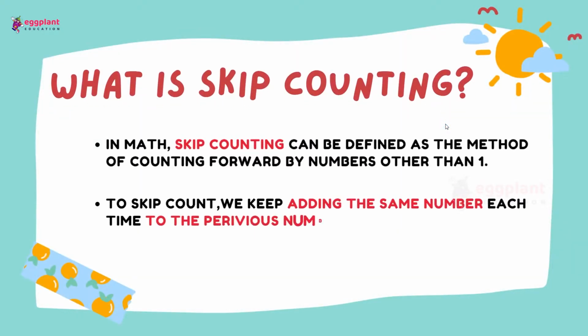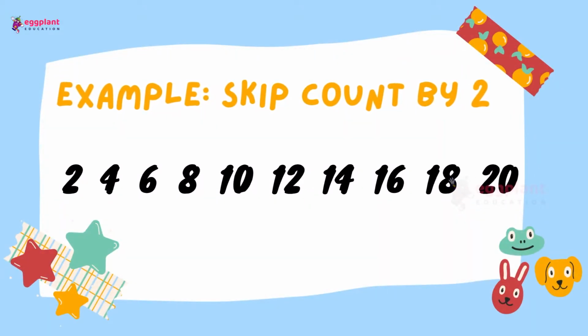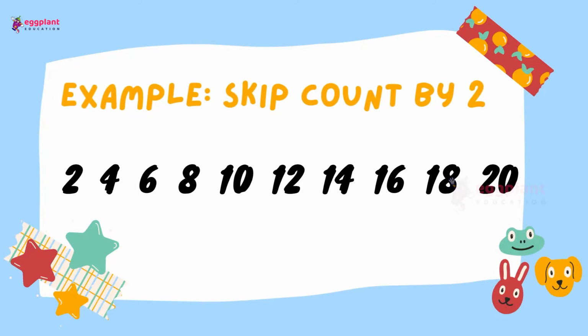In math, skip counting can be defined as the method of counting forward by a number other than 1. That is, skip counting is counting by a number that is not 1. To skip count, we keep adding the same number each time to the previous number. For example, we skip count by 2 like this: 2, 4, 6, 8, 10, 12 and so on.